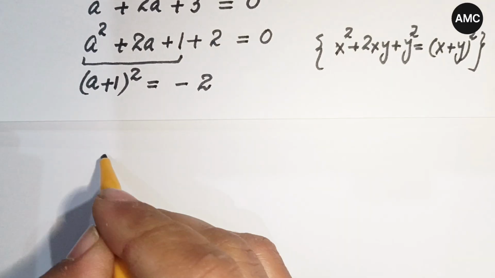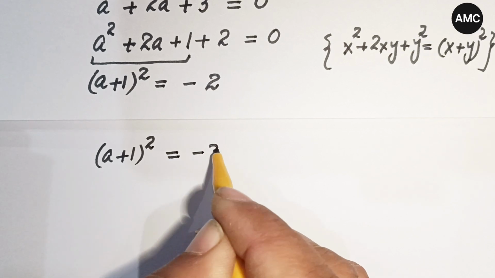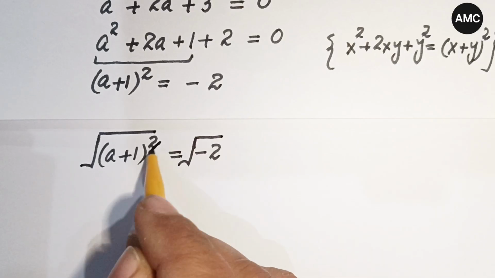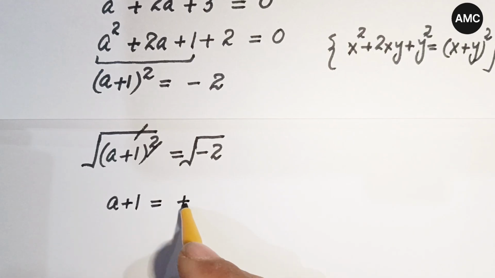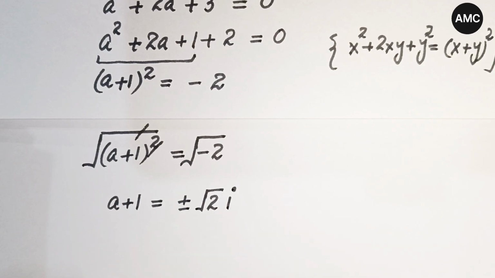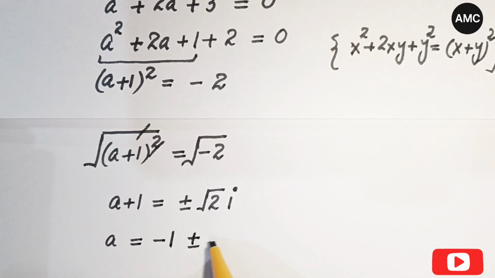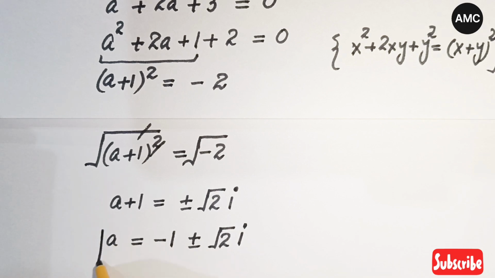Shifting this plus 2 to our right hand side, it will be minus 2. Now here we have (a plus 1) whole squared is equal to minus 2. If we take square root on both sides, the square is cancelled out with the square root. We get a plus 1 is equal to plus minus square root of 2, and square root of minus 1 is equal to i. So our value of a is equal to, shifting this plus 1, minus 1 plus minus square root of 2i. We can write 2i here. So it is our value of a.